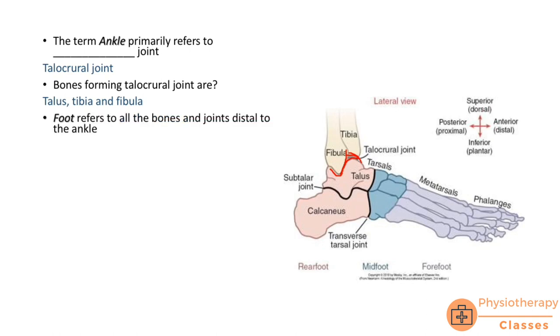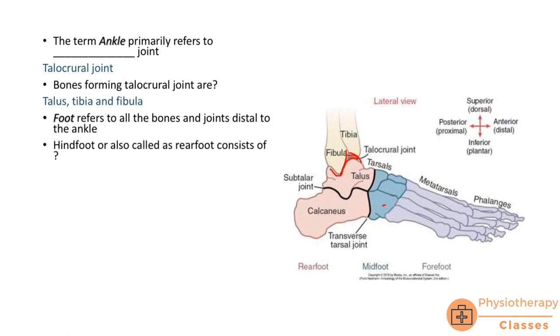The foot refers to all the bones and the structures after the talocrural joint, or distal to the ankle joint. We can divide the foot into three sections. You can see here, the first one, the nude color, is the rear foot, the middle one, the blue color, is the midfoot, and the gray color is the forefoot.